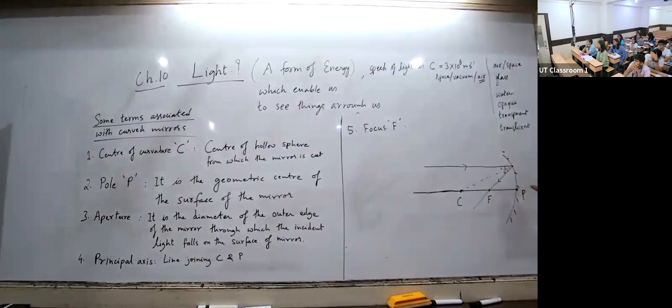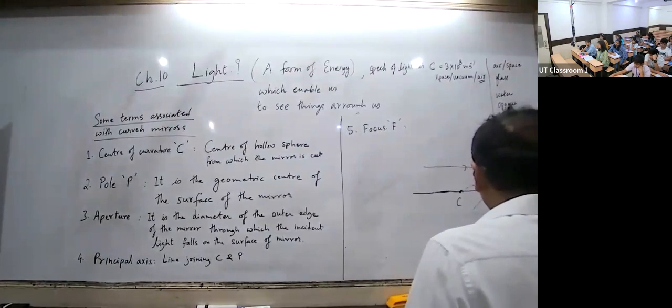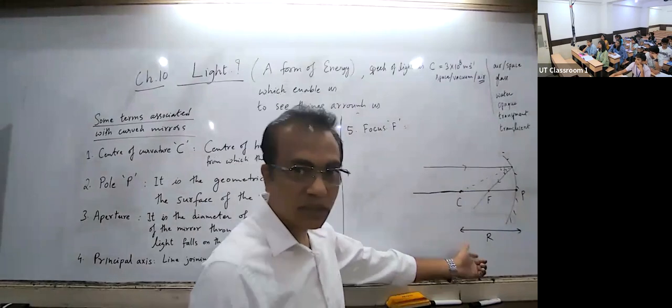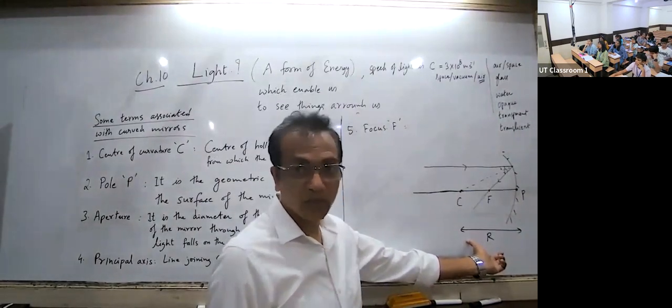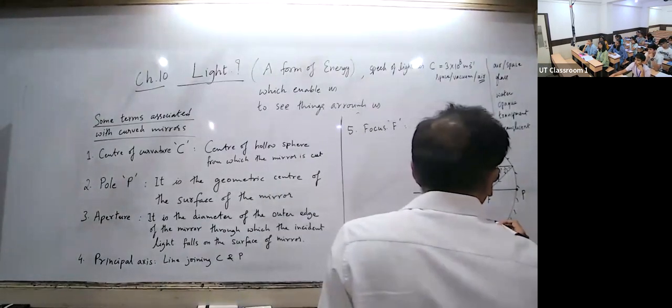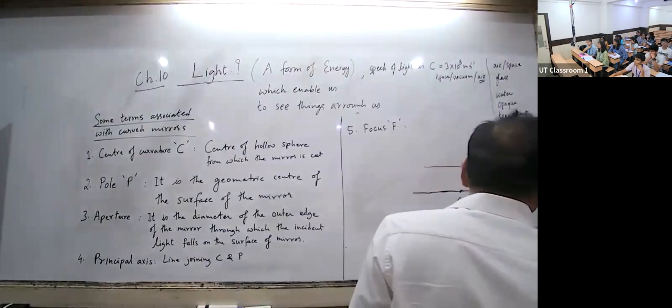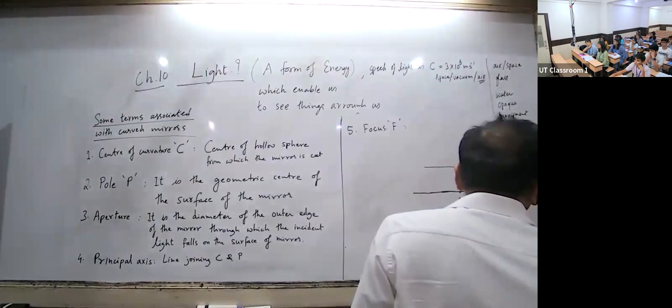So you don't have to mug it up. If you understand, you'll be able to write it. So this is your focus. And what is the relation between these? CP, the symbol of CP is R. This distance is called the radius of curvature. So R is called the radius of curvature, and this distance F from P is called the focal length. This is symbolized as small f.